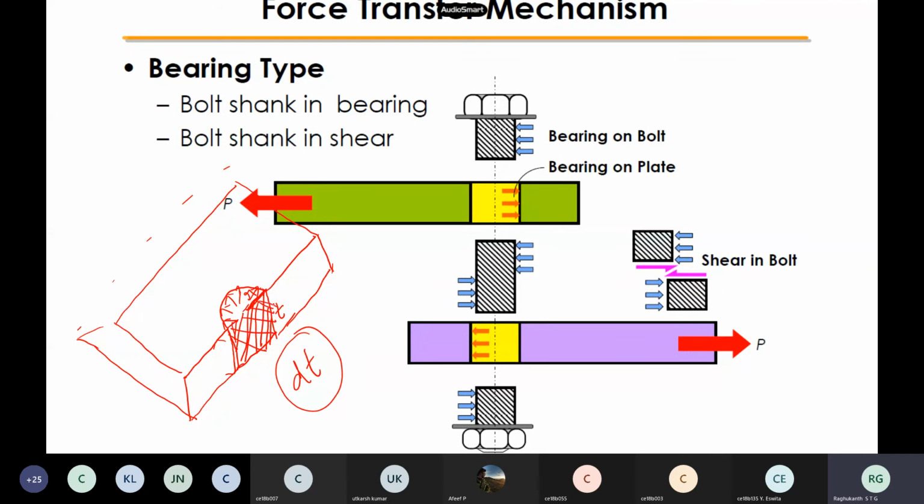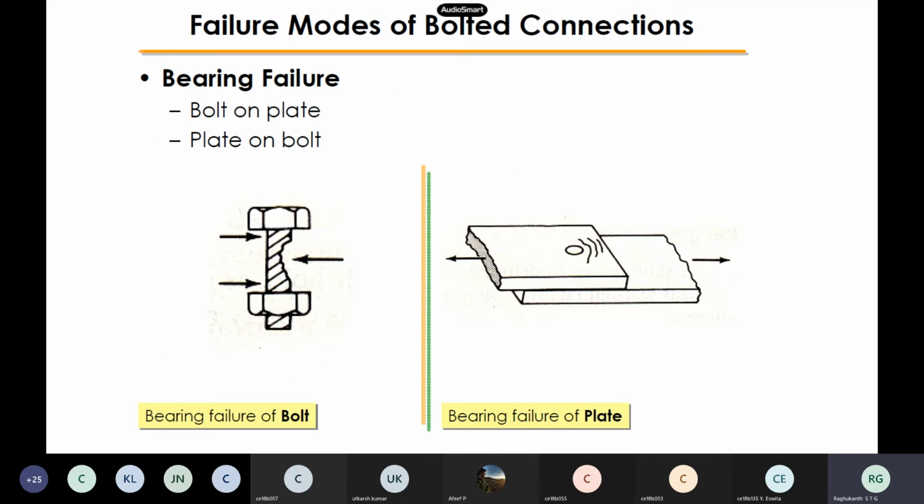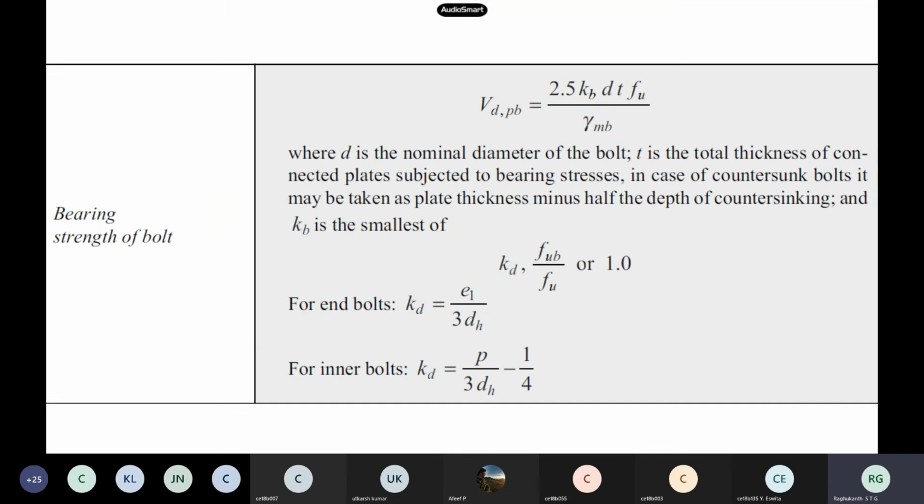Shear is different; that portion is a shear plane. Whereas for bearing, we project it as a rectangular kind of a thing. So d into t is my bearing area. That is how I showed you the bearing failure also. This is the formula given in our code. So d t is the bearing area.